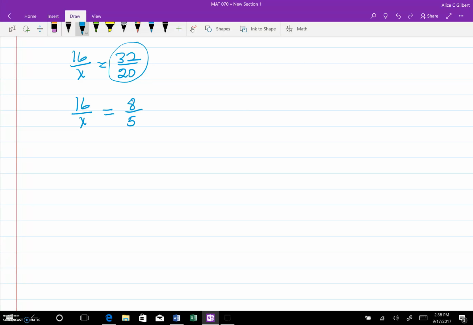Okay, so now 8 times x is 8x, and 16 times 5 is 80. I need to get the x by itself, so I divide by 8. If I do that on one side, I have to do it on the other, and I get x equals 10. Okay?